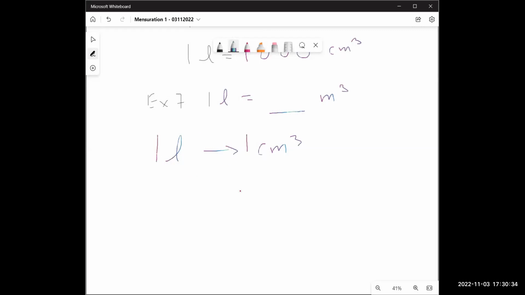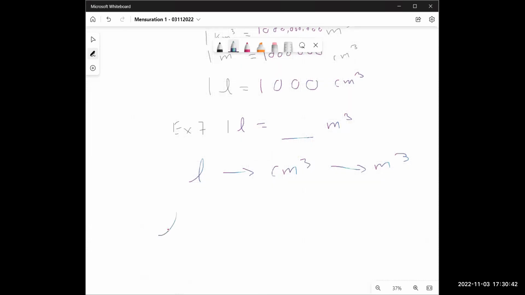Now we have this. First, let's go from liter to cm cube and then to meter cube. So liter is how many cm cube? Is this first small to big or big to small? Big to small. Multiply with how much? As per the rule, I multiply with 1,000. Okay. Now from here to here, is it big to small or small to big? Small to big.